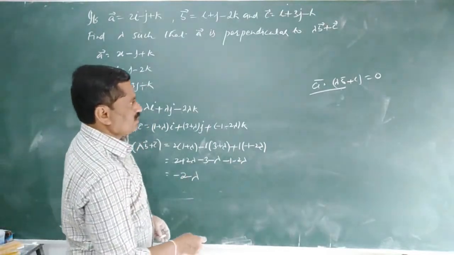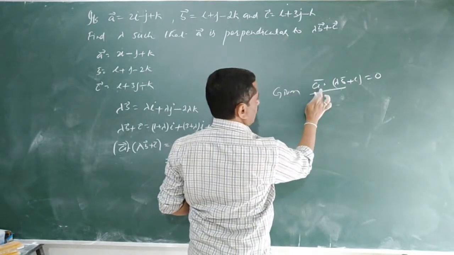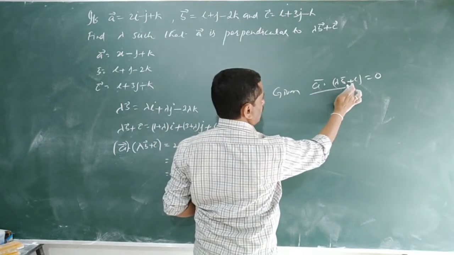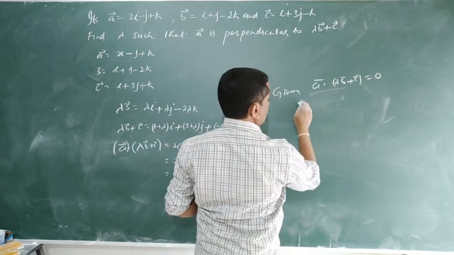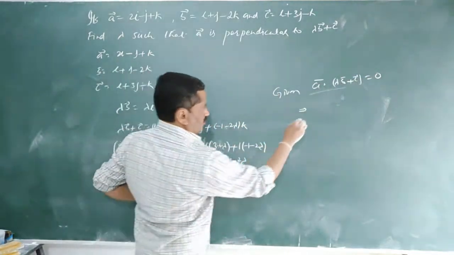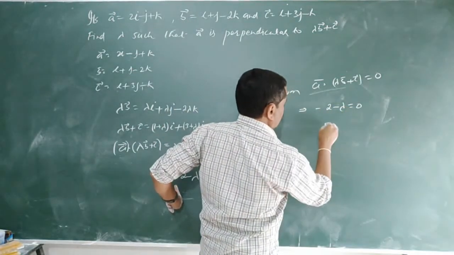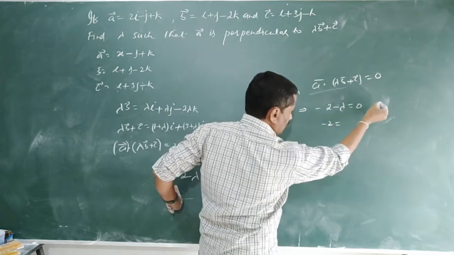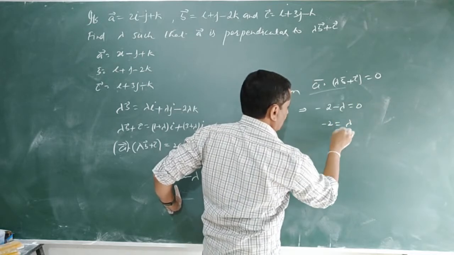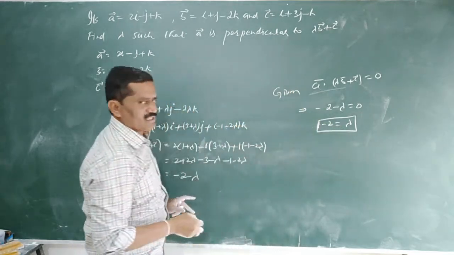But given a bar dot lambda into b bar plus c bar is equal to 0, therefore that implies we have minus 2 minus lambda is equal to 0, therefore minus 2 is equals to, bring the lambda to RHS, that is lambda, therefore lambda is equals to minus 2.